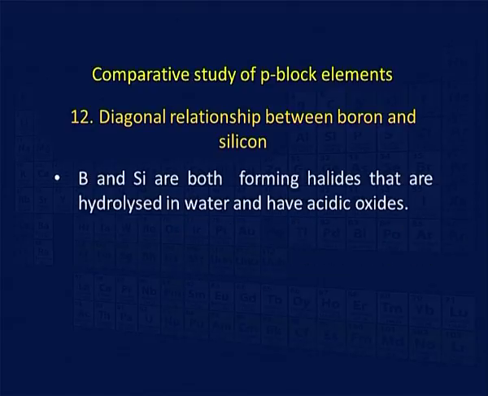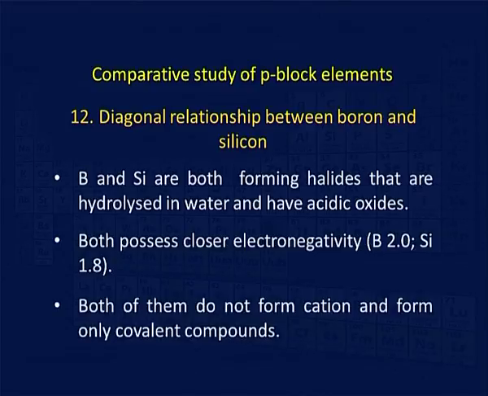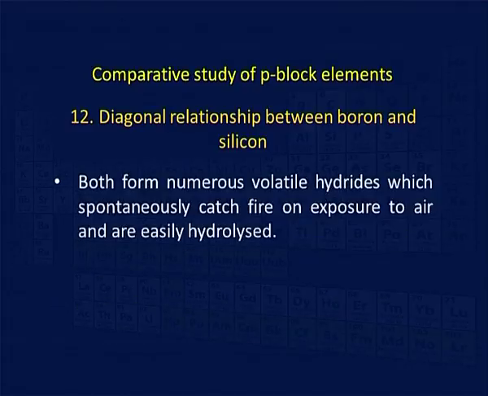Boron and silicon both form halides that are hydrolyzed in water and have acidic oxides. Both possess closer electronegativity values. Boron is 2.0, silicon is 1.8, adjacent to this. Both of them do not form cations and form only covalent compounds. Both form numerous volatile hydrides which spontaneously catch fire on exposure to air and are easily hydrolyzed.